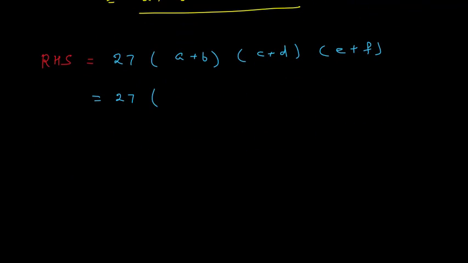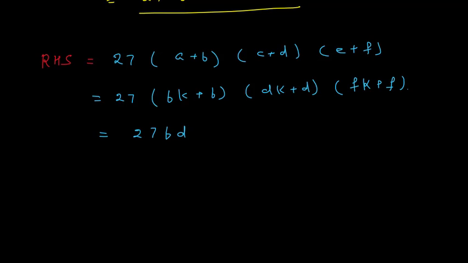Now here a you can write as bk + b, c you can write as dk + d, e you can write as fk + f. Now you can take b common from here, d common from here, and f common from here. So multiplying everything, you can write 27bdf, and inside here you have (k + 1) into (k + 1) into (k + 1). So at first instance it seems that this problem is tough, but it is a very simple question.